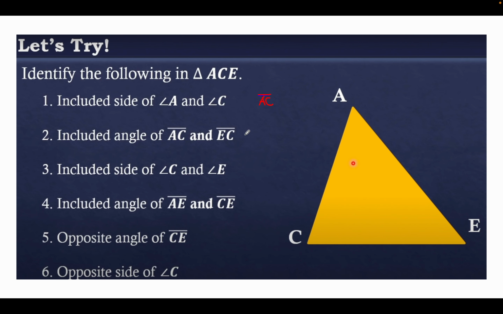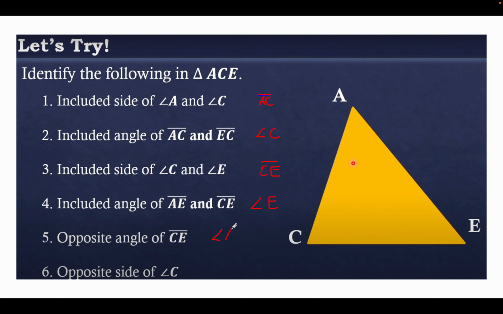Number 2, included angle of line segment AC and line segment EC. Angle C po. Angle C. Okay? Good. Then, number 3, included side of angle C and angle E. Side CE, sir. Side CE or EC. Then, number 4, included angle of line segment AE and line segment CE. Angle E po. Angle E, sir. Okay? Then, number 5, opposite angle of line segment CE. Angle A po. Angle A.